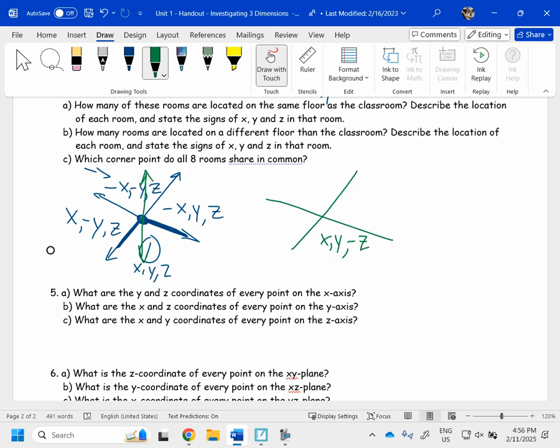The one behind that would be negative x, y, and negative z. These have gone down a floor, and you're going backwards on the x-axis. The one beside it would be x, negative y, and negative z. And of course, you can have this one back here, which has negative x's, negative y's, and negative z's. Those would be the rooms in the hallway, below us, and over one. Okay.